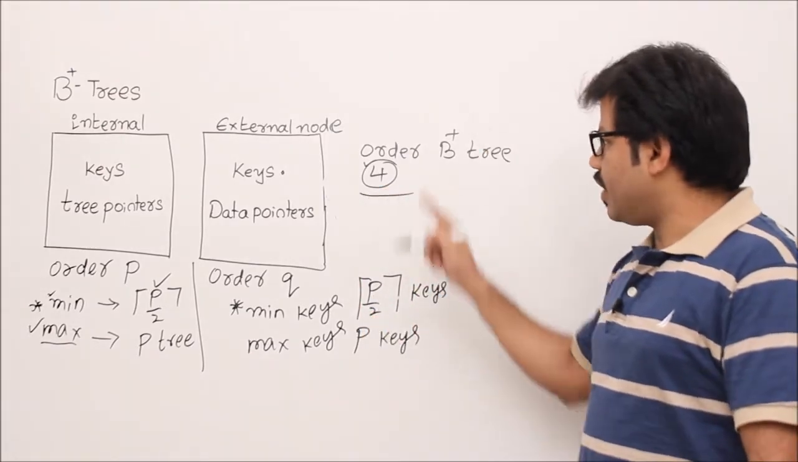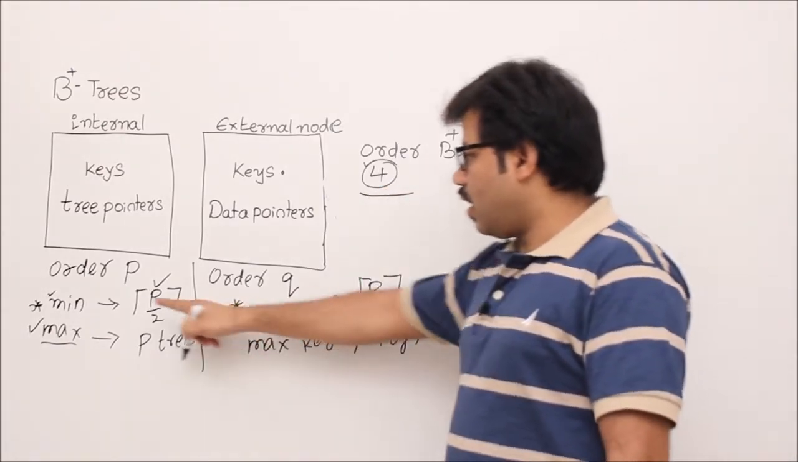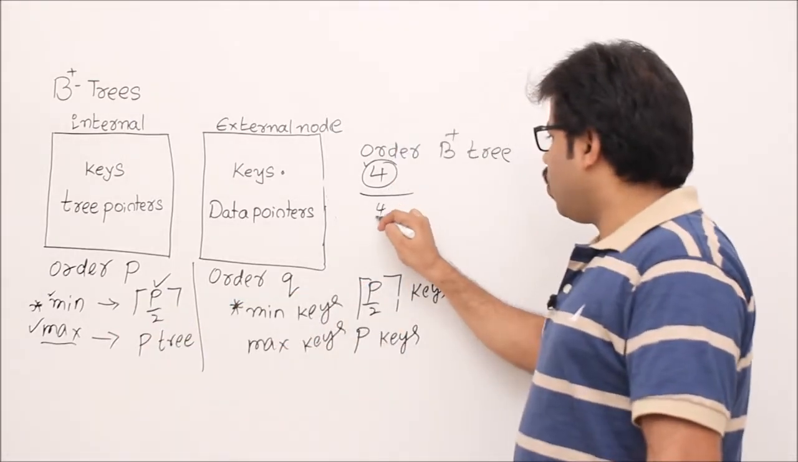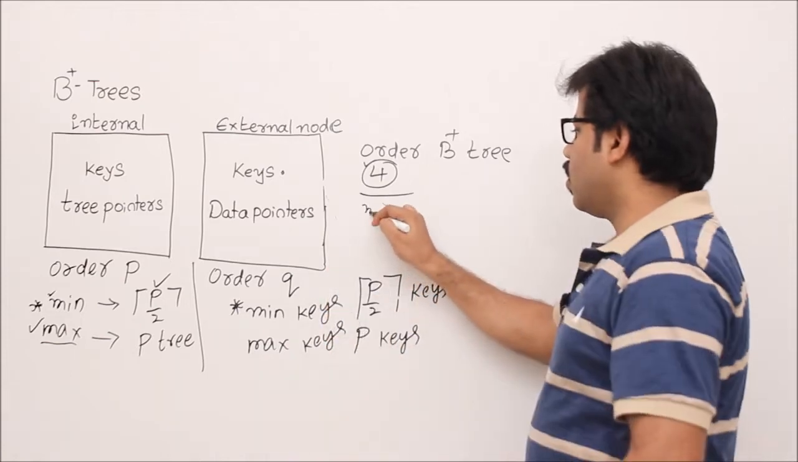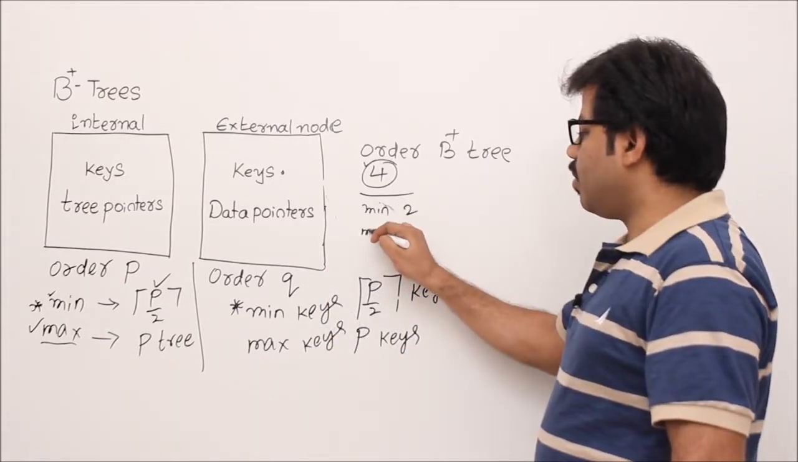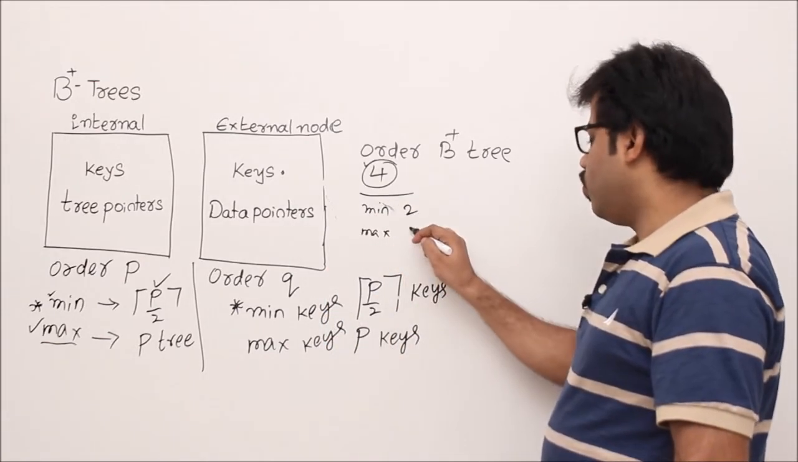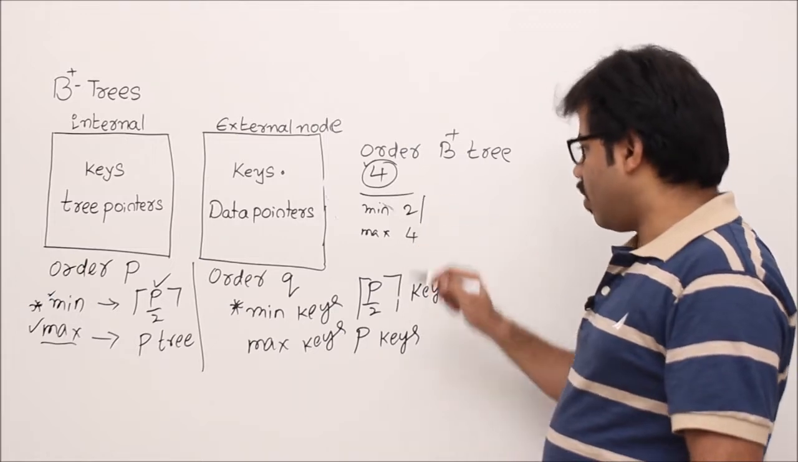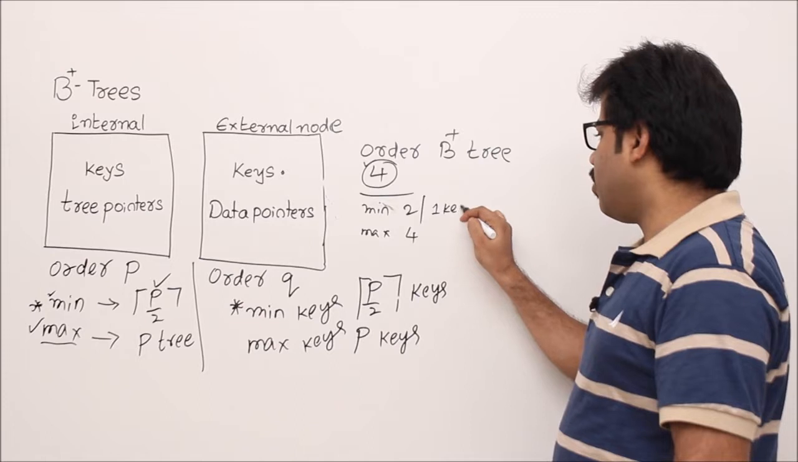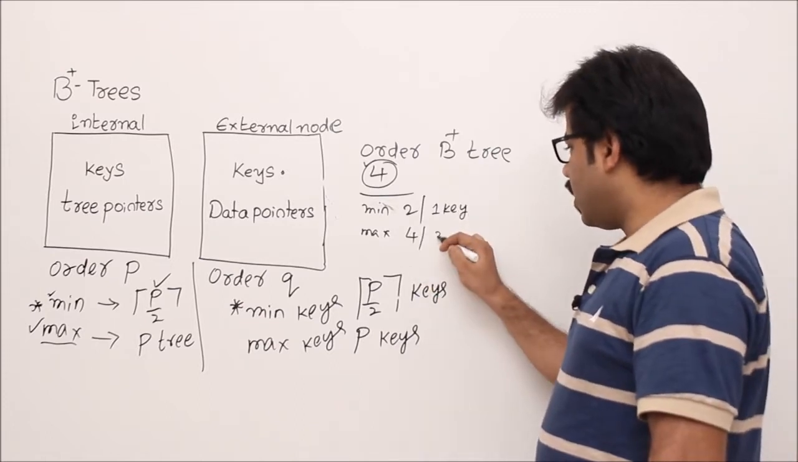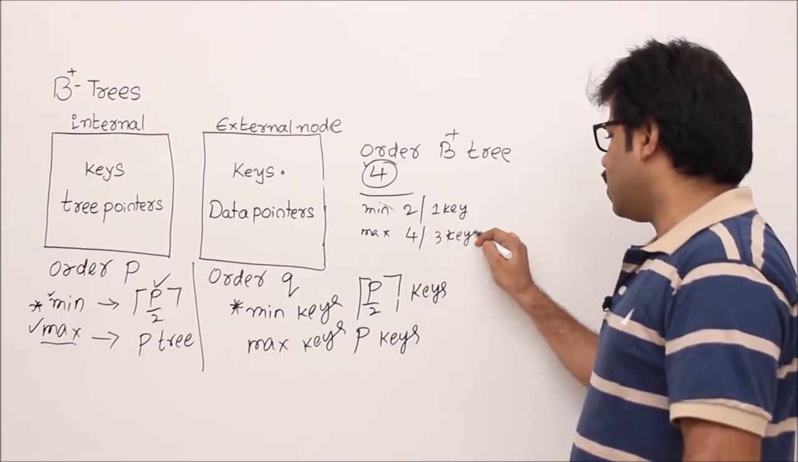So let's do that. If it is an order 4 B plus tree, then in an internal node you will have 4 by 2 pointers minimum, that means minimum 2 pointers, maximum 4 pointers. Whenever you have minimum 2 pointers, the minimum keys are only 1 key. You can have minimum 1 key, maximum 3 keys. With respect to keys, this is the way.